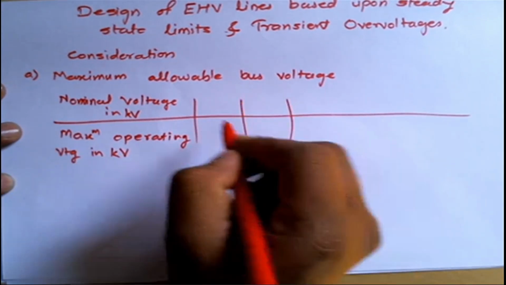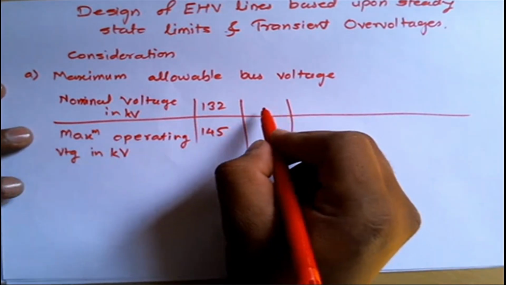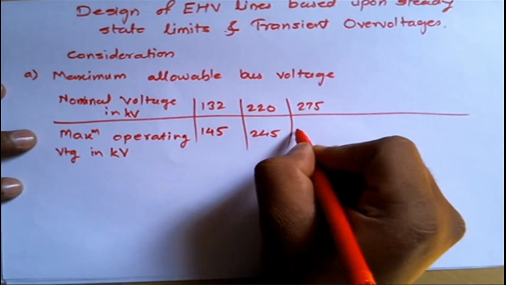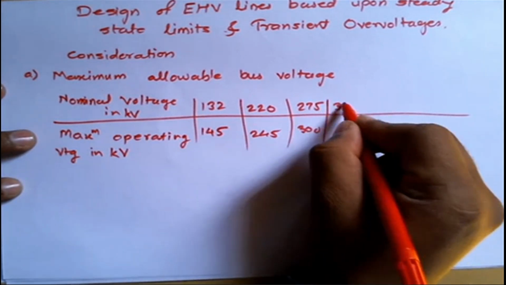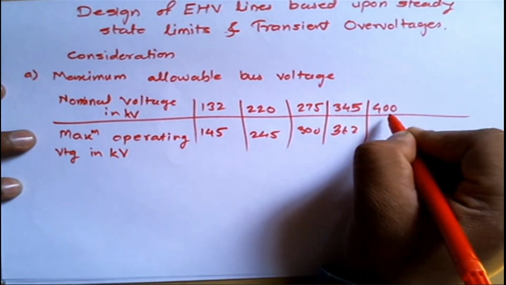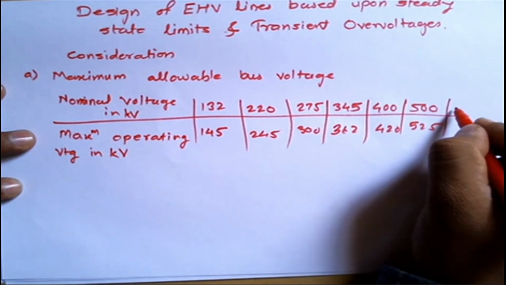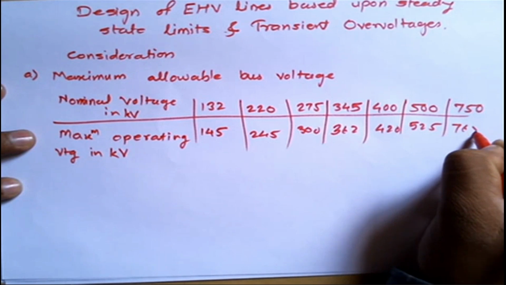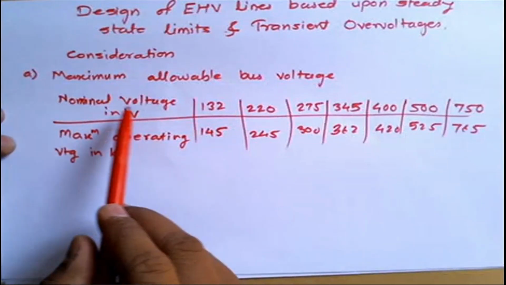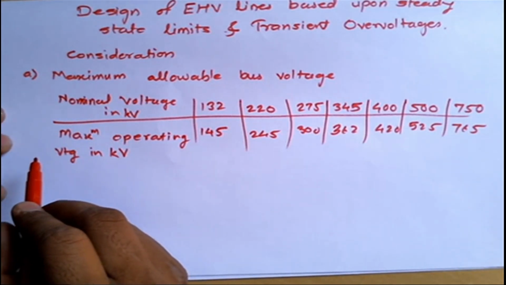So if we consider these values, let us suppose nominal voltage is 132 kV, the maximum operating voltage in kV is 145. If we consider 220, it is 245, 275, it is 300. The same way for 345, 362, for 400 kV line, it is 420. For 500, it is 525, and for 750, 765. So you can observe that near about 20 to 25% increase is allowable in max nominal voltage. Okay, this is the first point which we have to consider for steady state design of transmission line.